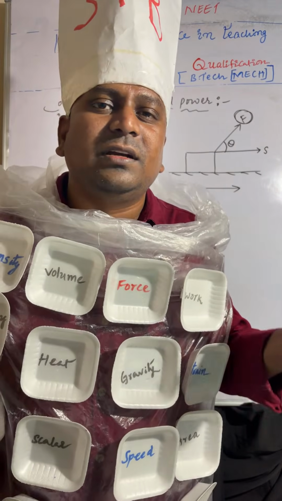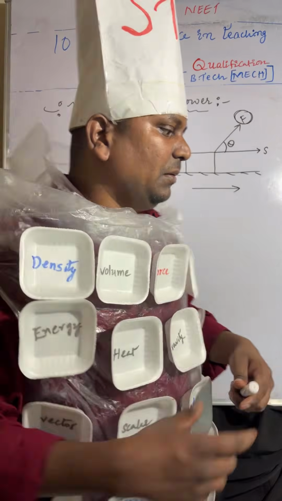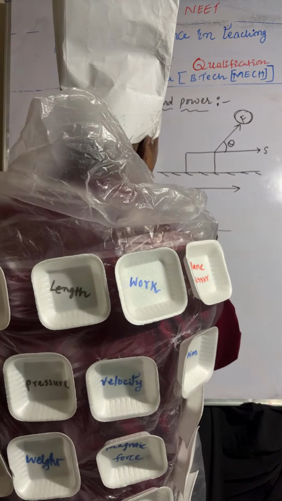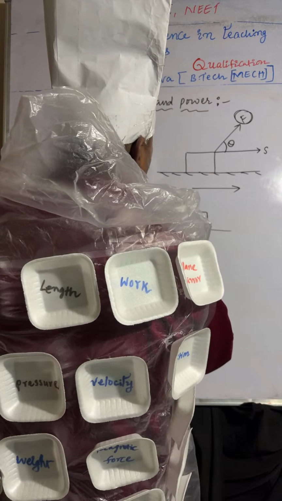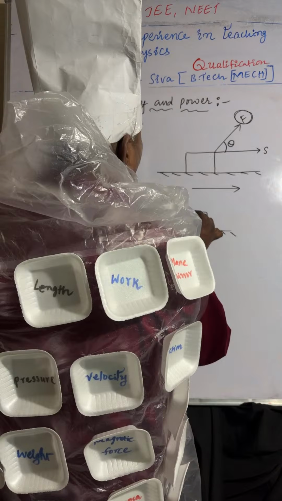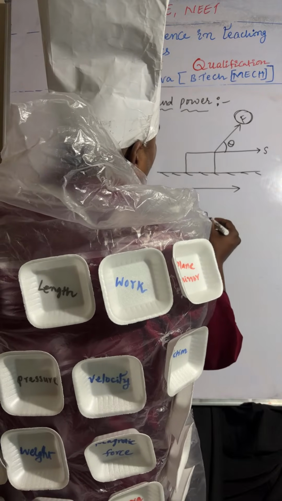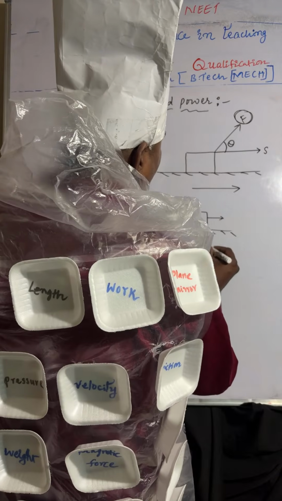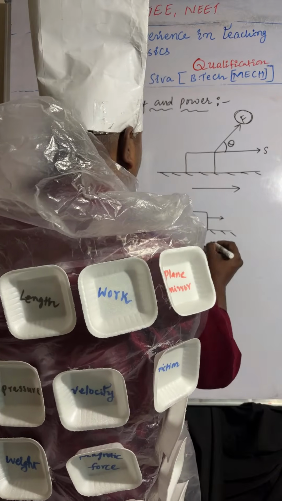Positive work done, negative work done, zero work done. So how will it be? When we apply force on the object, suppose I am taking this body, and this is the force. The displacement will also be in the same direction. Force and displacement are acting in the same direction.